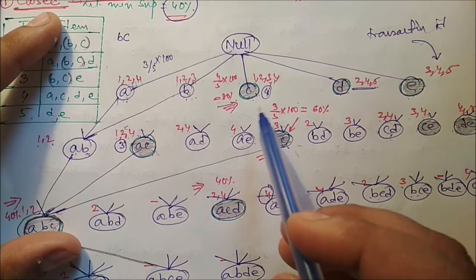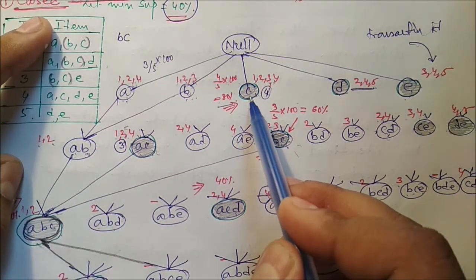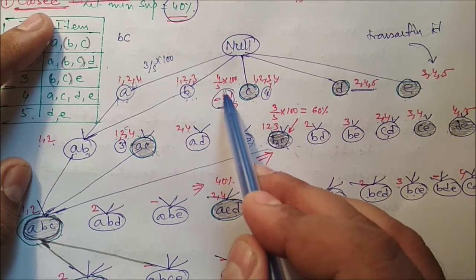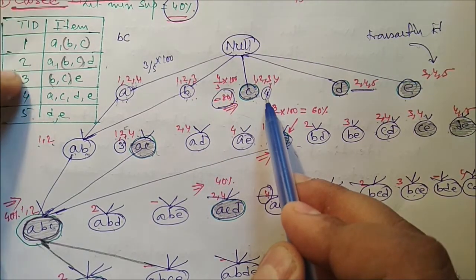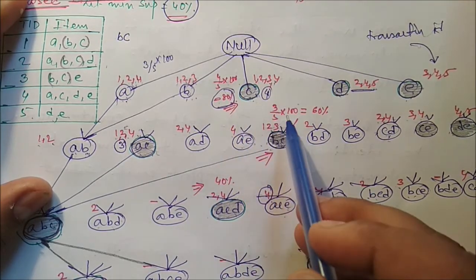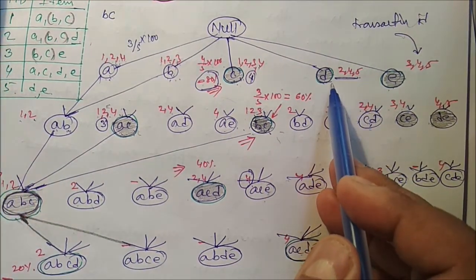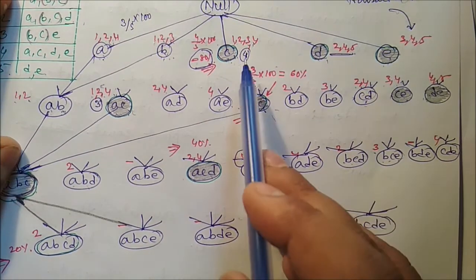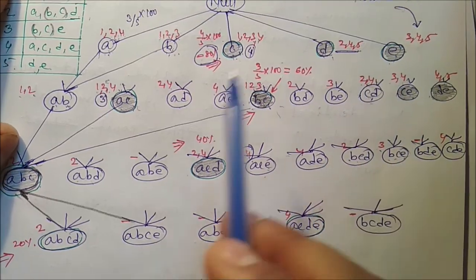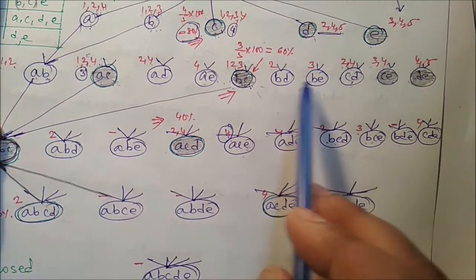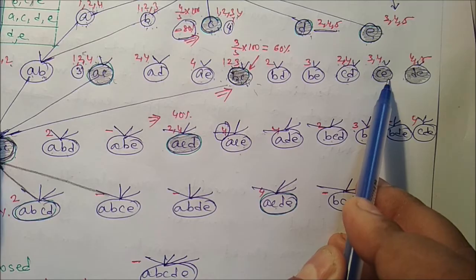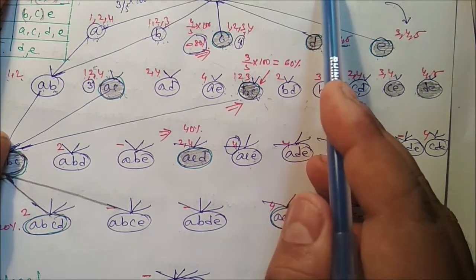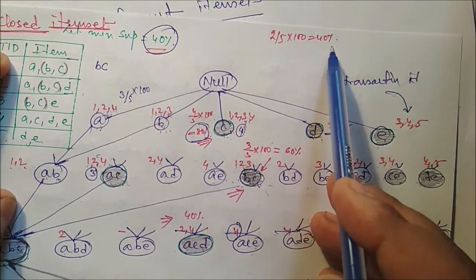So you can see C is a closed item set as well as a closed frequent item set because its support is 80, that is 4 by 5, total number of transactions, multiplied by 100. Similarly 3 by 5, definitely it is more than 40. So C, D, E are closed frequent item sets. Similarly AC is closed frequent because 3. CE, it is 2, and 2 means it is the same as 40%. If it is 2 by 5, it is 40.